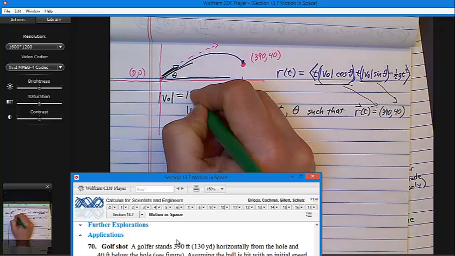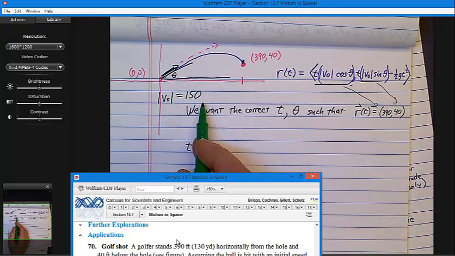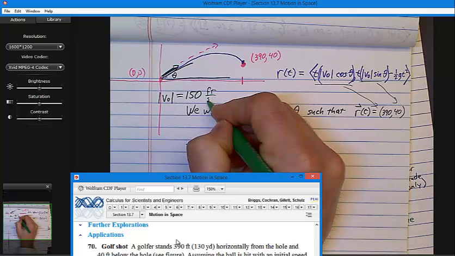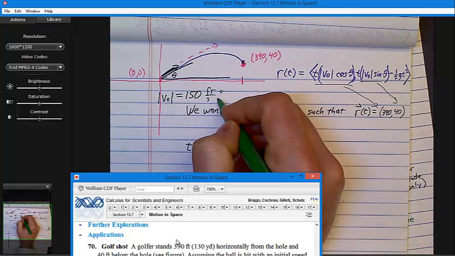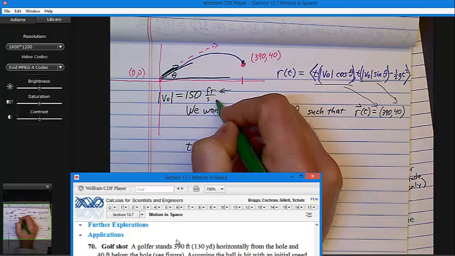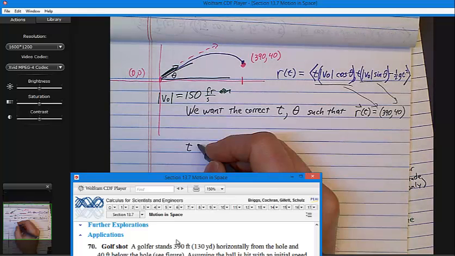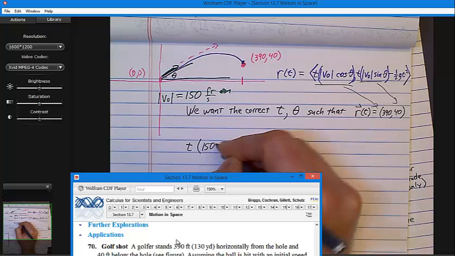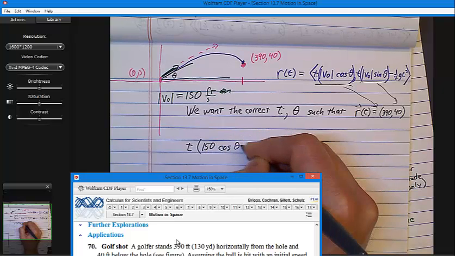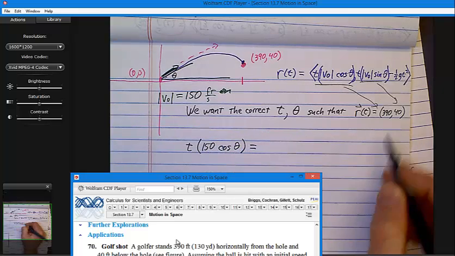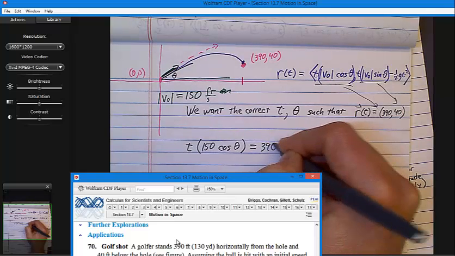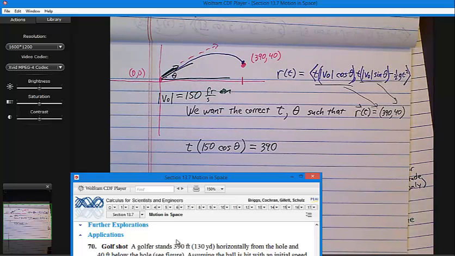It is feet per second, so we can just say 150, right? Because it's feet per second. We're talking about x or y and then t. So that's good. So we could say that the equation is t times 150 cosine of theta is equal to 390. That's equation number 1.